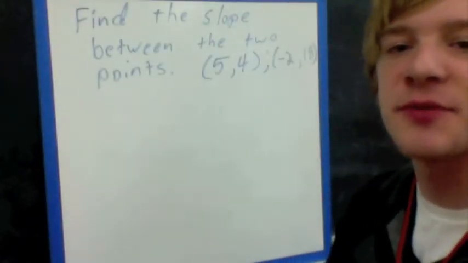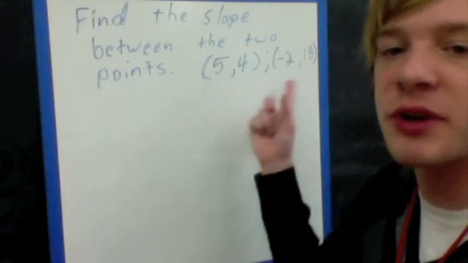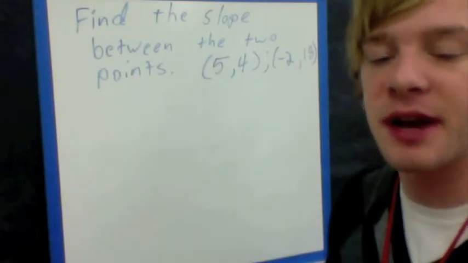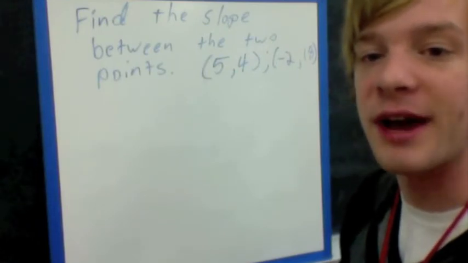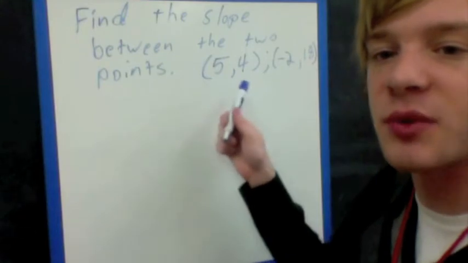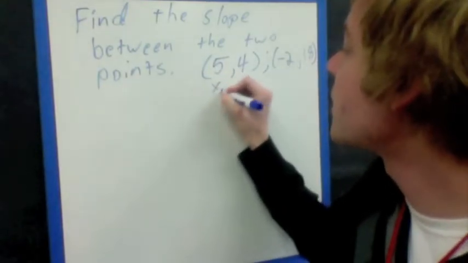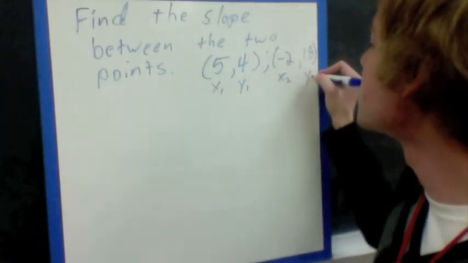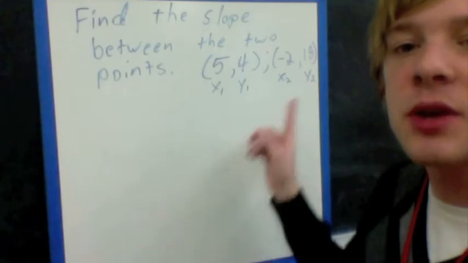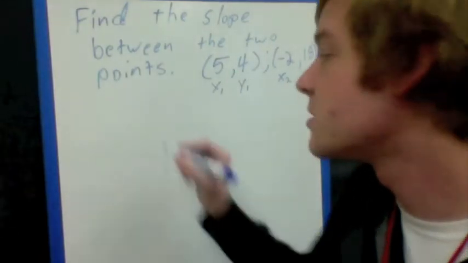Okay, so we're asked to find the slope between the 2 points here. We've got 2 points. We've got our first point and our second point. And I think the first thing you should do is always write out what we have. So we've got x1, y1, x2, y2. So we can go ahead and take these and plug them straight into our formula, which I'm going to write out again here.